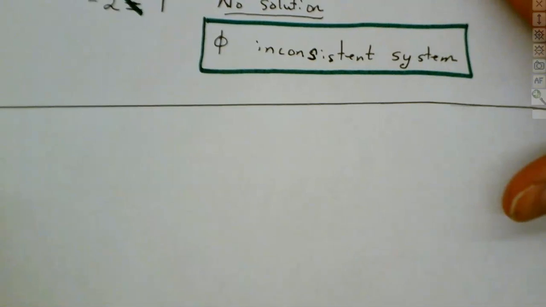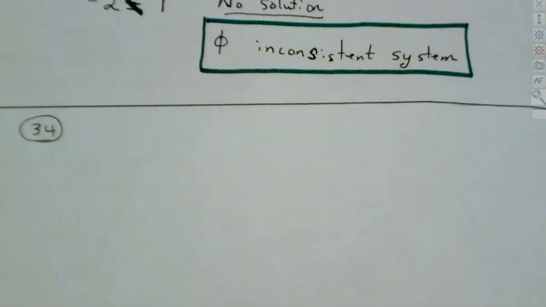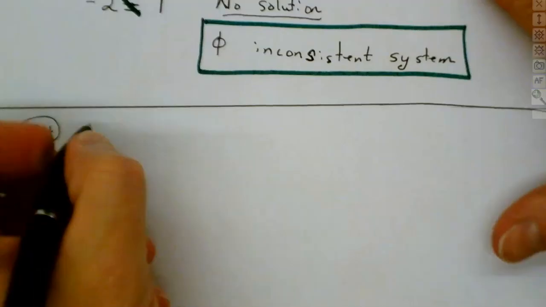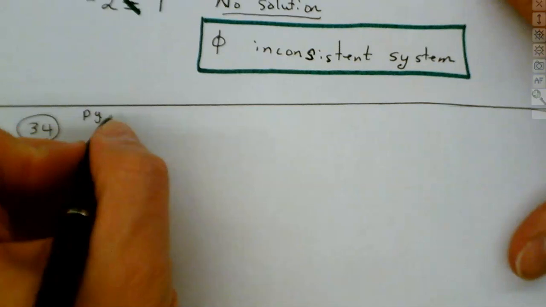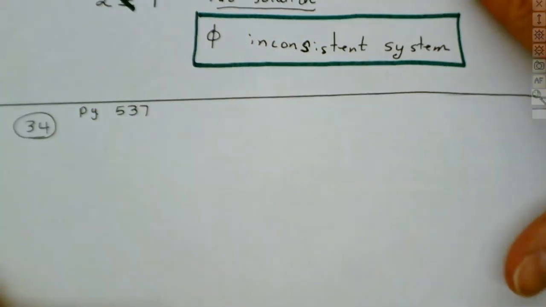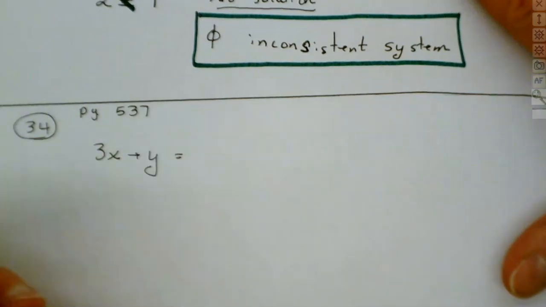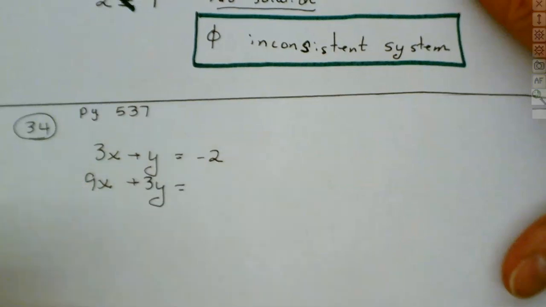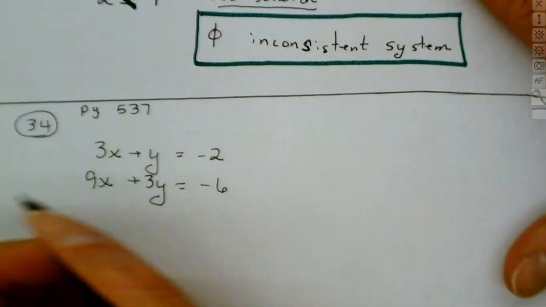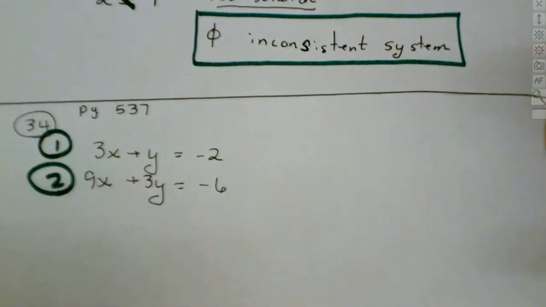So we're going to look here at question 34. Okay, question 34. And this again is on page 537. And we've got 3x plus y equals negative 2, and 9x plus 3y equals negative 6. And I always like to label the equations when we use substitution.